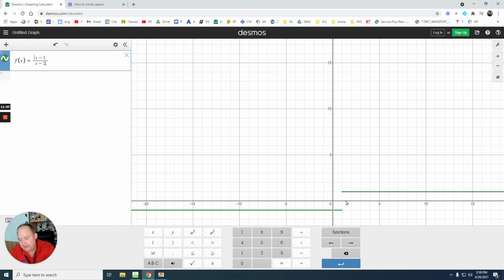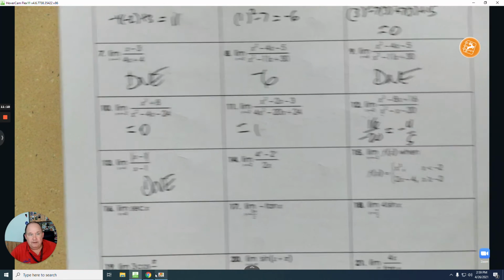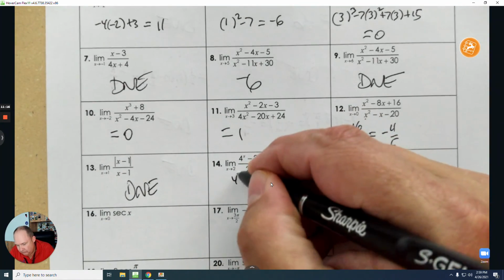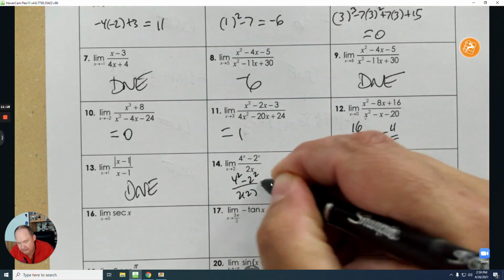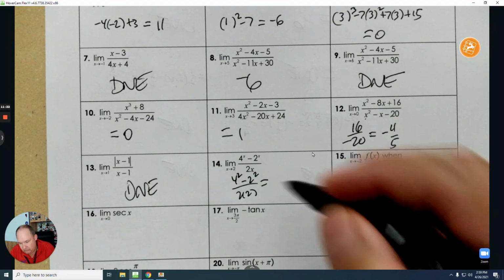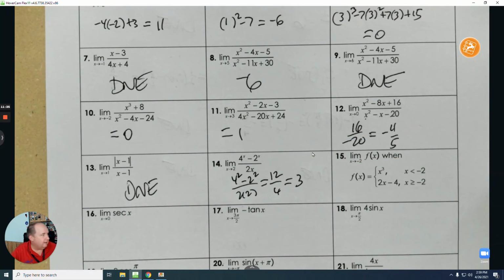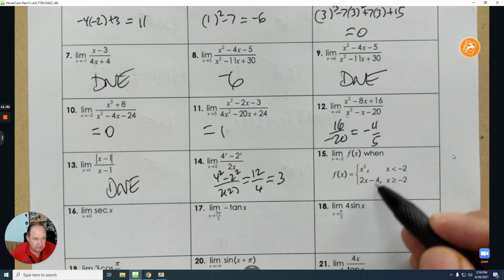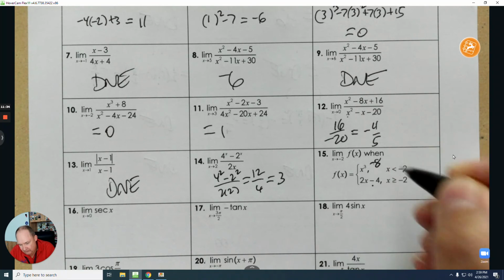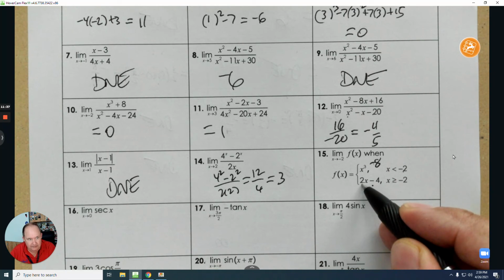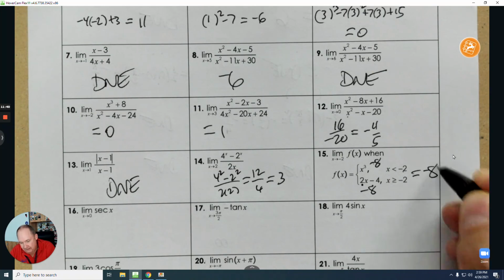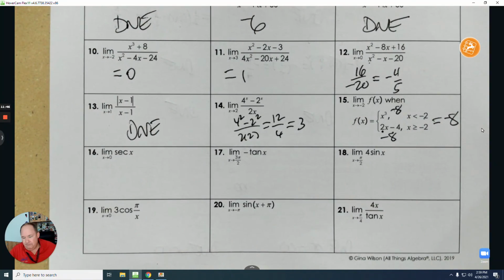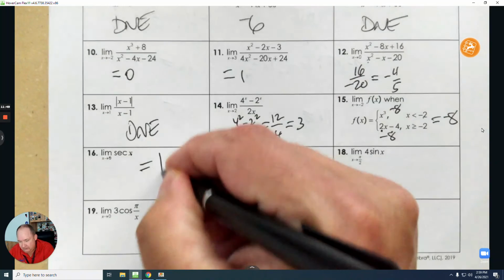So the limit doesn't exist at a jump. Here, we're going to evaluate. This is continuous at 2, so just plug in 2 for x and evaluate it. 16 take away 4 is 12 divided by 4, so the limit there is 3. If I look at number 15, I need to use both the top piece and bottom piece. Negative 2 into the top piece, negative 2 into the bottom piece. Both answers give me negative 8, so the limit is that, because they agree on the answer. The value of the limit at 0, this answer is 1.